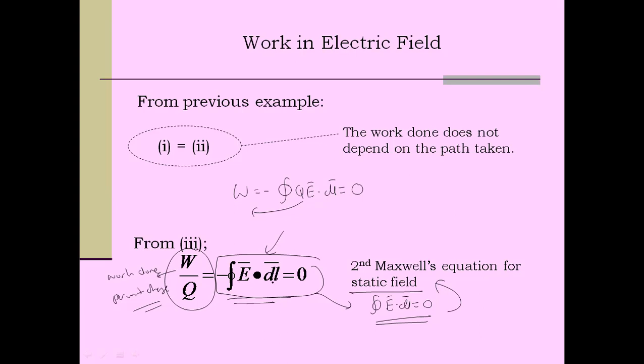Later on, in chapter 8 or chapter 9 or chapter 10, when we are dealing with a time-varying field, where E is defined to be time-varying, E(t), these equations of E dot dl closed loop integration equals to zero are not valid anymore. It is not valid anymore if we are dealing with the time-varying electric field. So this equation is strictly applied only for a static field.